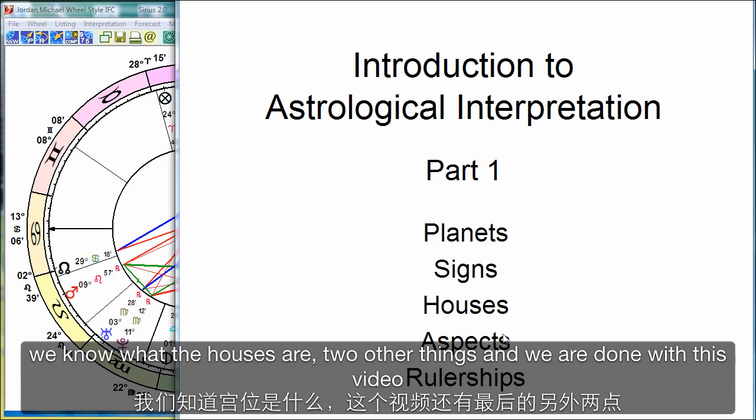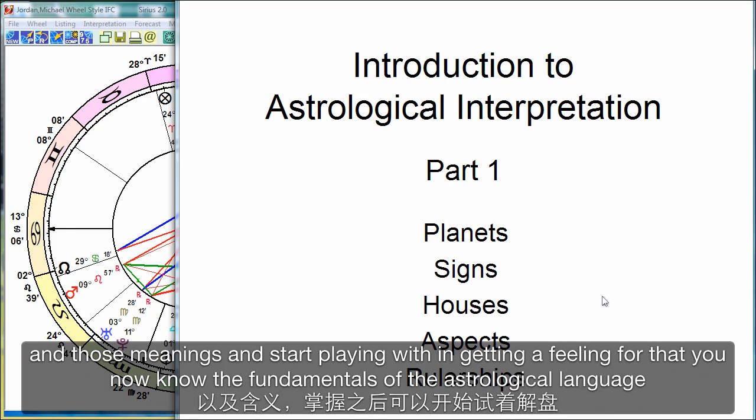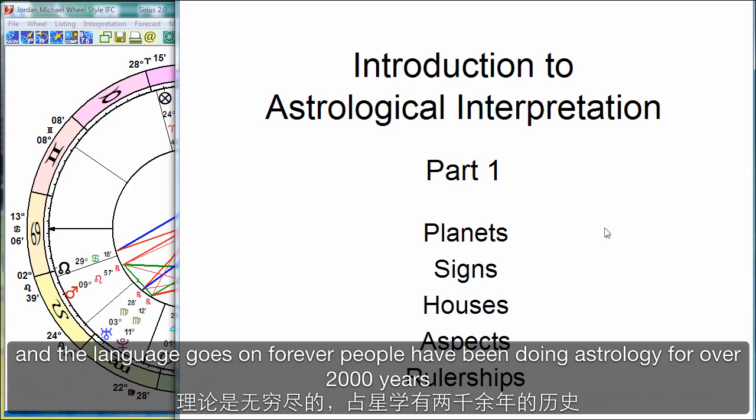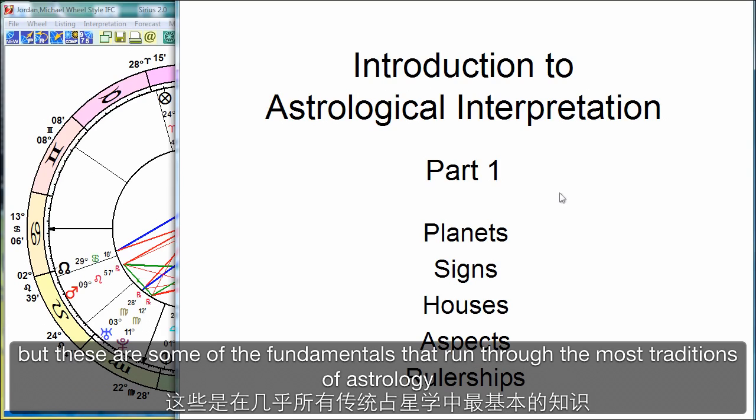Two other things, and we're done with this video, and we've got the basic language, and you can study, memorize those symbols and those meanings, and start playing with it and getting a feeling for it, and you now know the fundamentals of the astrological language. And the language goes on forever. People have been doing astrology for over 2,000 years, and coming up with zillions of ideas. Yes, we use fixed stars and all kinds of other things, but these are some of the fundamentals that run through most of the traditions of astrology.